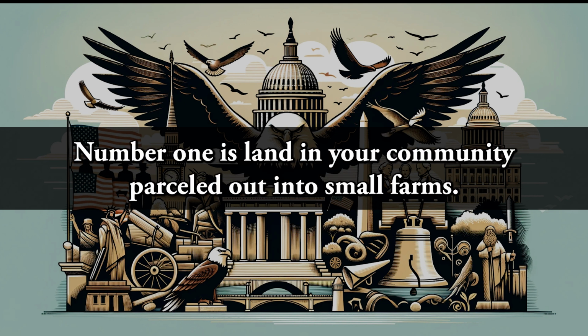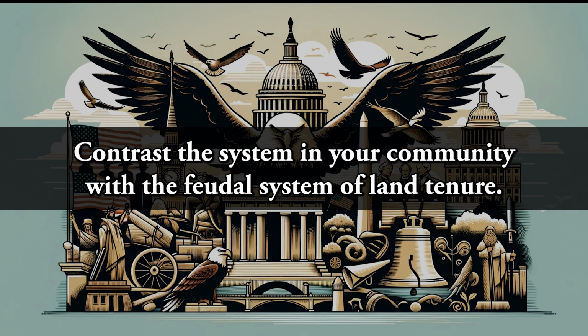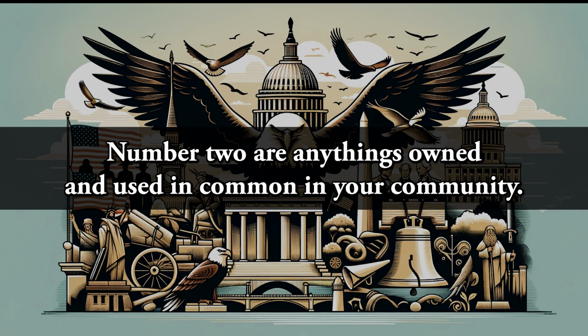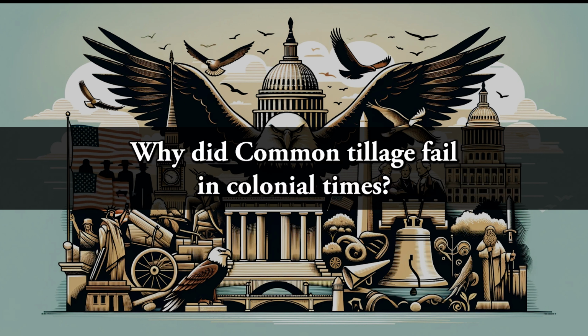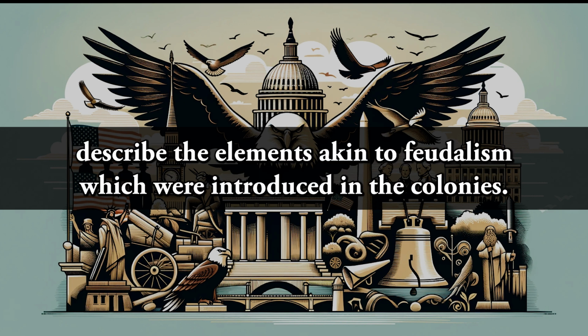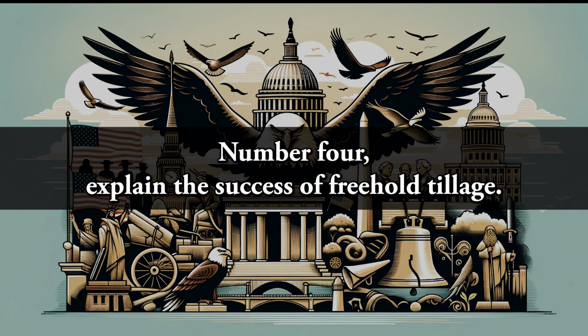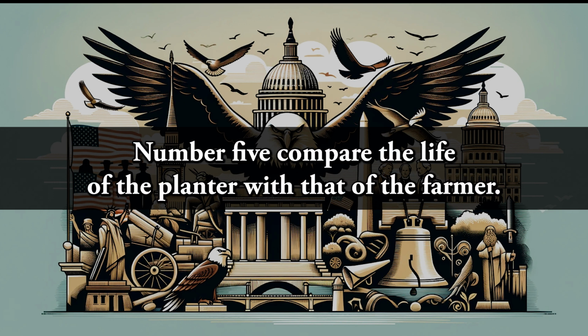Questions. Number 1. Is land in your community parceled out into small farms? Contrast the system in your community with the feudal system of land tenure. Number 2. Are any things owned and used in common in your community? Why did common tillage fail in colonial times? Number 3. Describe the elements akin to feudalism which were introduced in the colonies. Number 4. Explain the success of freehold tillage. Number 5. Compare the life of the planter with that of the farmer.